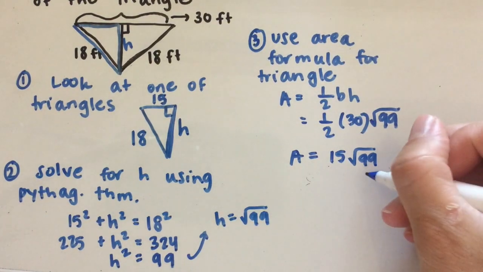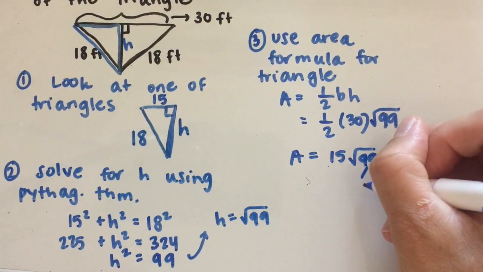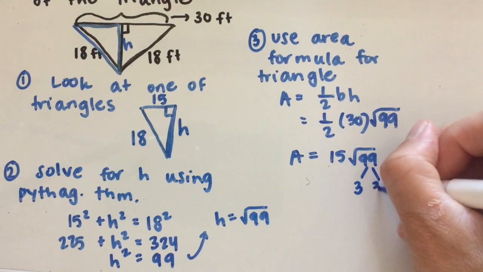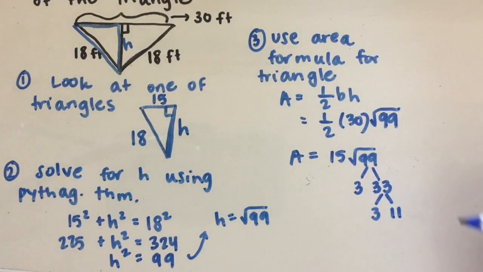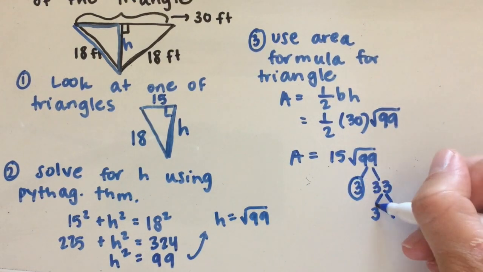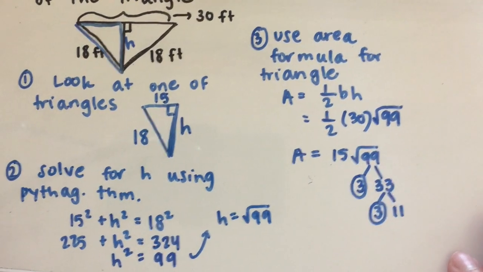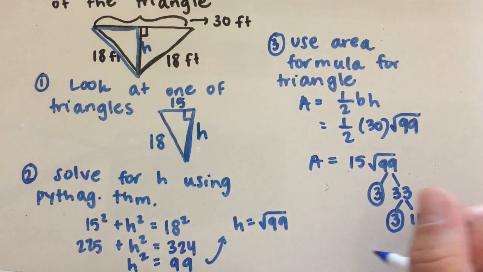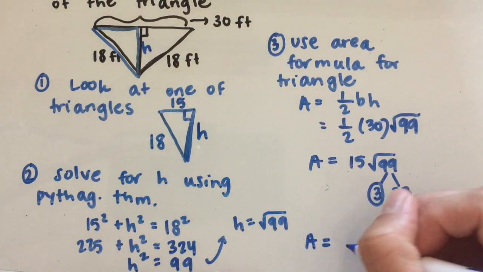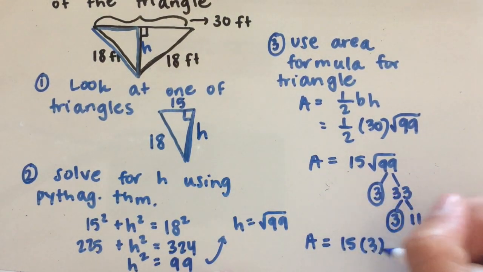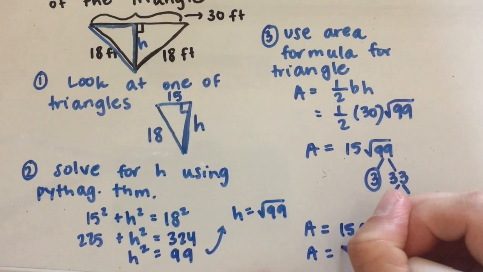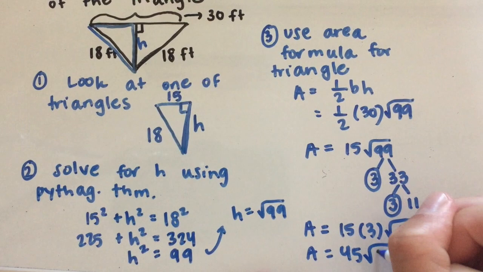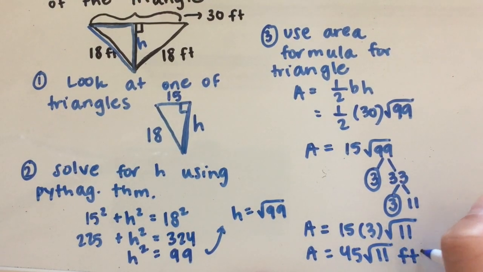And now I can simplify the square root of 99, which is really 3 times 33 on the inside of the square root. So we can pull out a 3, and only 11 is left inside of the square root. And now simplifying further, you get the area is 45 times the square root of 11 feet squared.